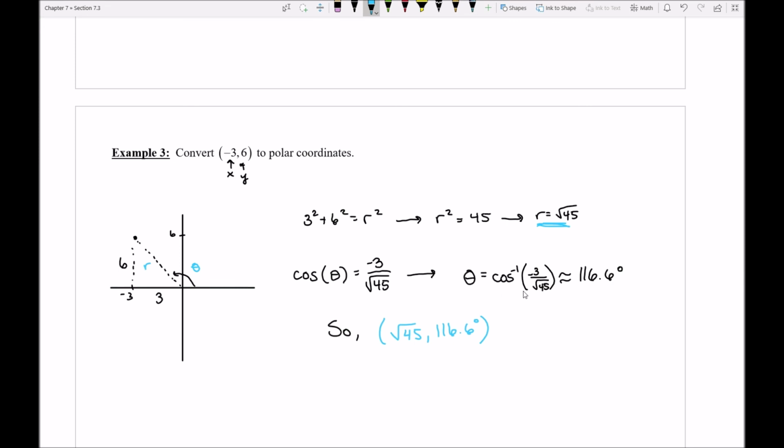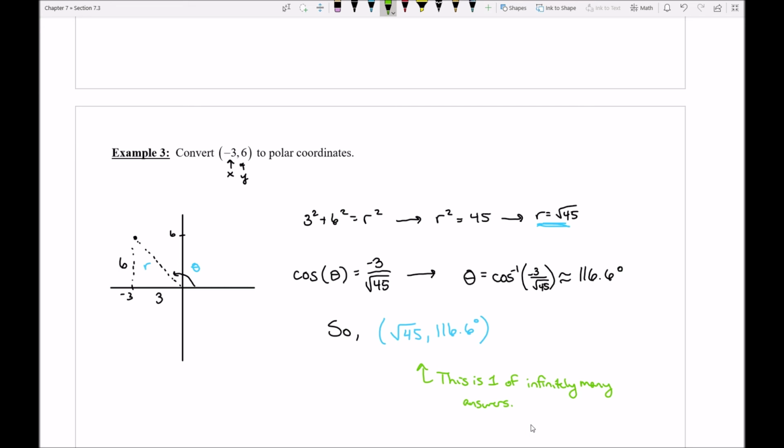Now, of course, it's important to note that since this is a polar point, this isn't the only answer I could have come up with. I could add or subtract 360 degrees to my angle. I could go ahead and maybe add 180 degrees to have myself facing in the opposite direction, and then just change my r to negative. So it's very important to note here that, again, this is one of infinitely many answers. And all those answers would technically be correct.